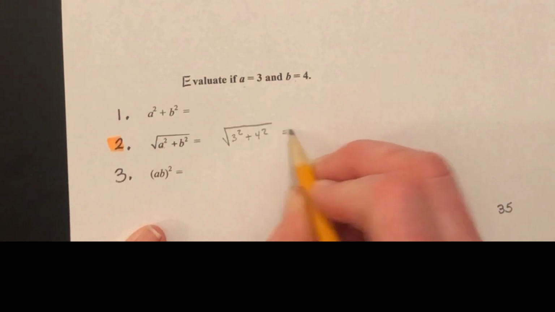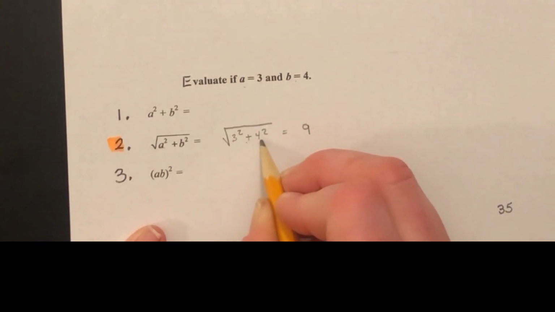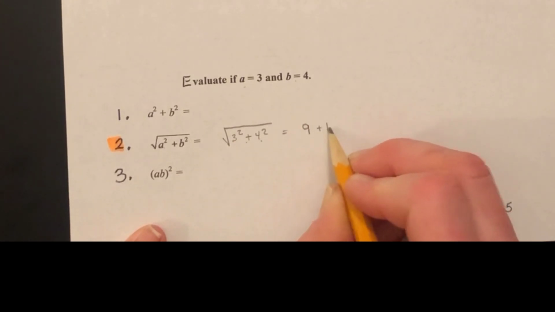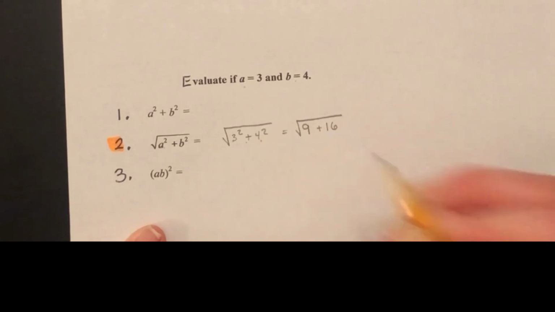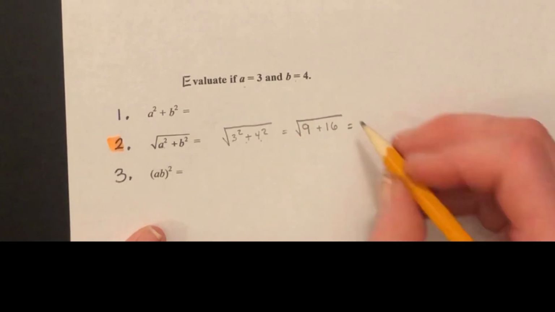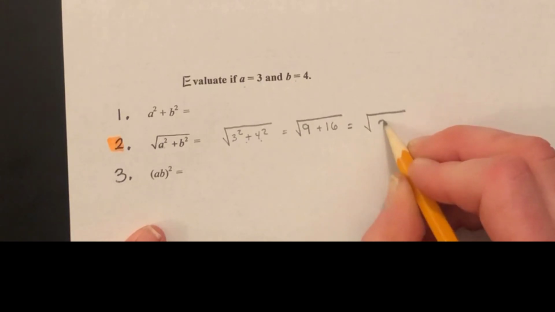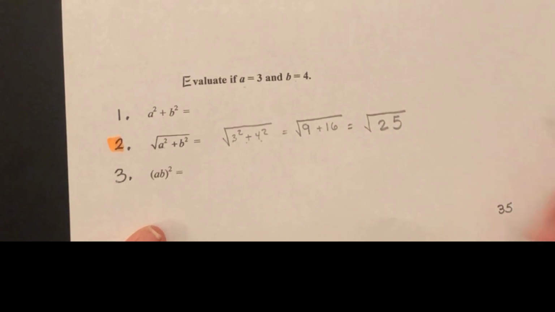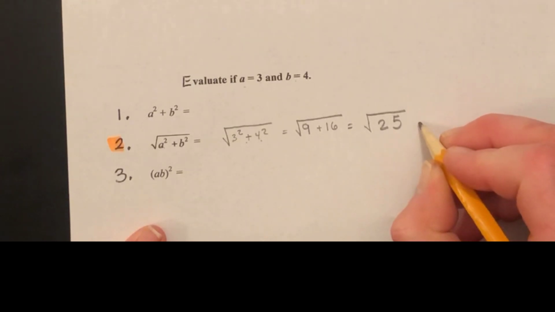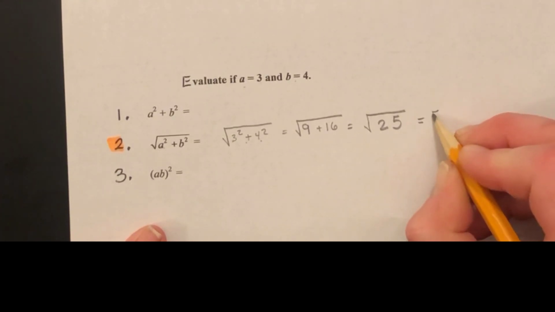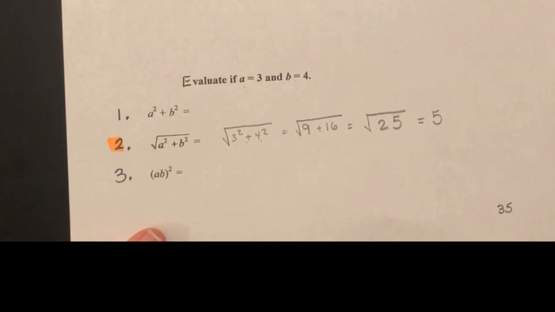3 squared is 9, plus 4 squared is 16. Let me add those together, and I get 25. Do you know the square root of 25? I sure hope so. The square root of 25 is 5. So that's it for today in your pre-algebra book.